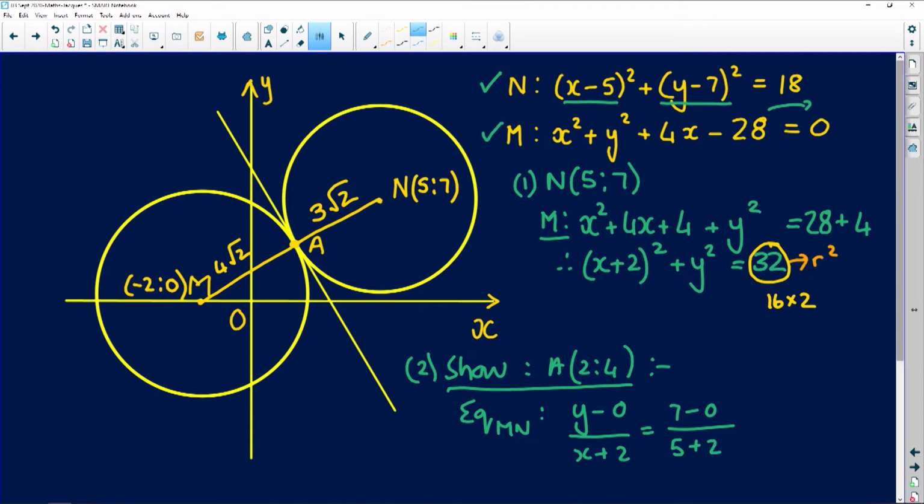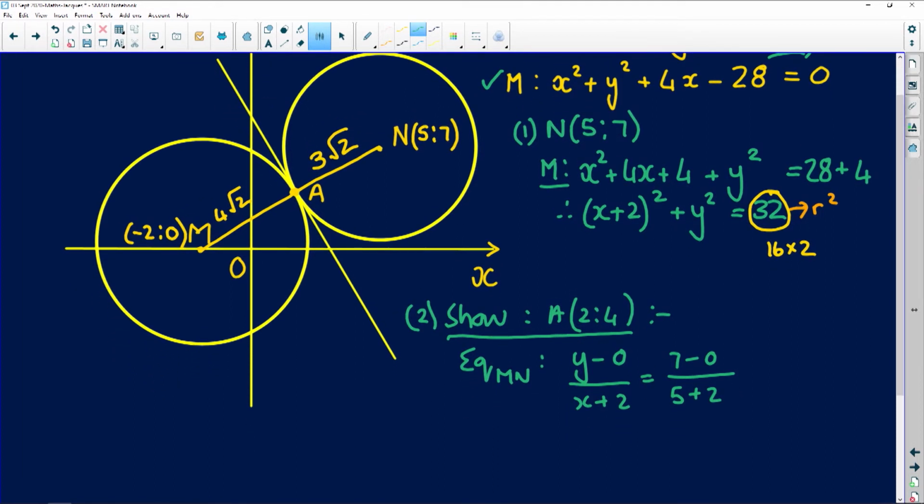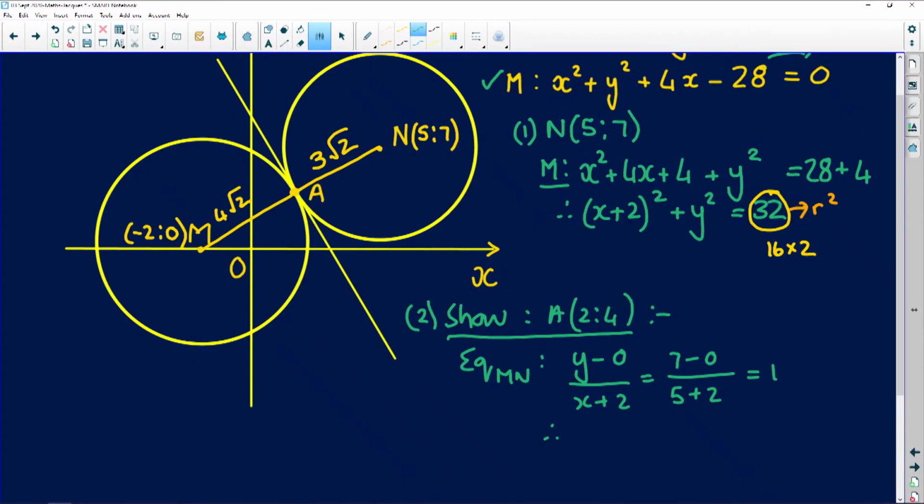Now folks, I'm sure you can see, this is 7 over 7. So the gradient of that line is indeed 1. Don't make a sign error there. It's 5 minus minus 2, which becomes 5 plus 2. Okay, so all that's needed now is to clean it up a bit. We've got y is equal to 1 times x plus 2.